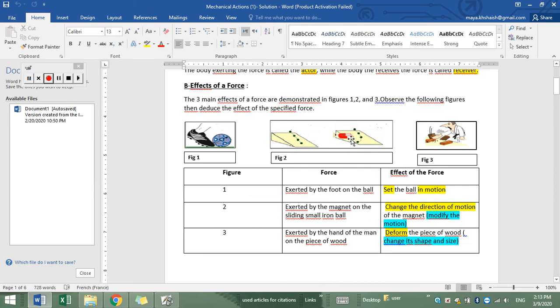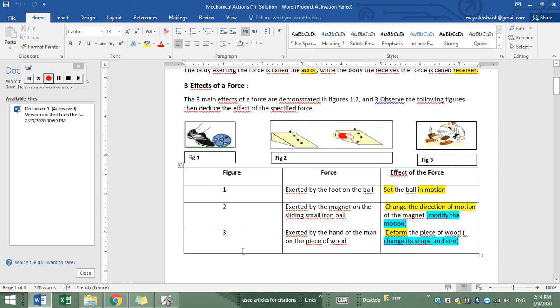So in this case, the magnet is exerting a force, a pulling force on the sliding iron ball. What is the effect of this magnetic force? It is changing the direction of motion. Instead of moving downwards as was shown in the first part, we can here see that the ball deviated. So the effect of the force exerted by the magnet on the ball is changing the direction of motion, or in other words, modifying the motion. When we say modify the motion, we either change the direction or the speed, okay?